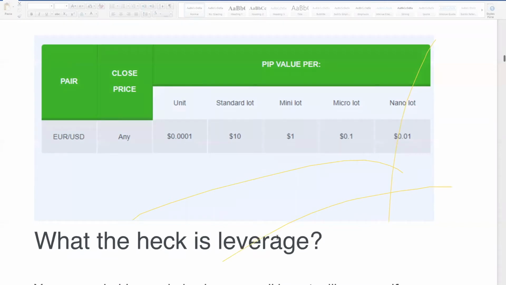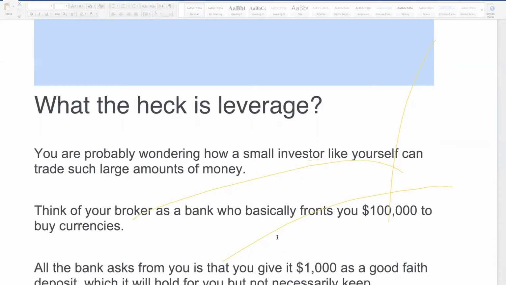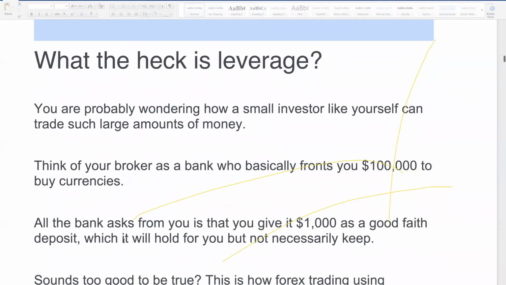Okay. Let me try to explain what leverage is. What the heck is leverage? You are probably wondering how a small investor like yourself can trade such large amounts of money. Think of your broker as a bank who basically fronts you $100,000 to buy currencies. All the bank asks from you is that you give it $1,000 US. Before they give you 100,000, they need you to give them 1,000 as a good faith deposit, which they will hold for you, but not necessarily keep.